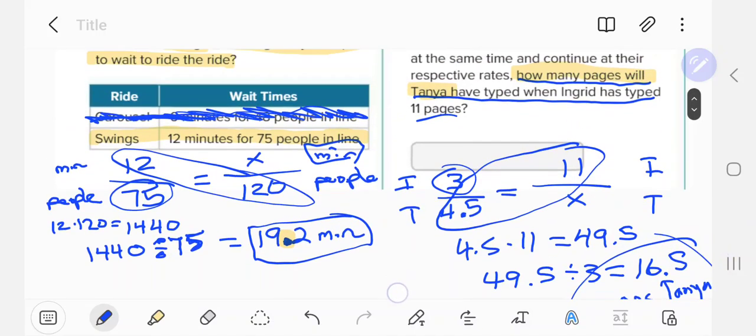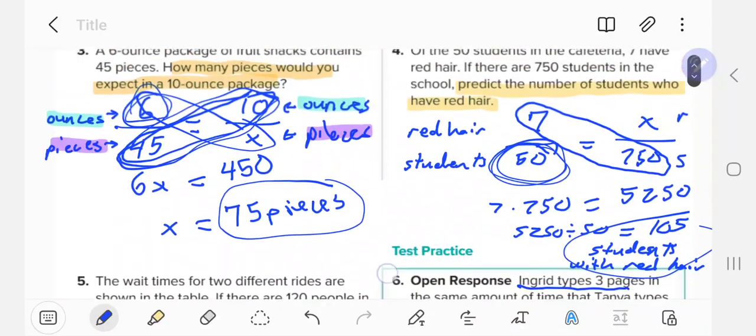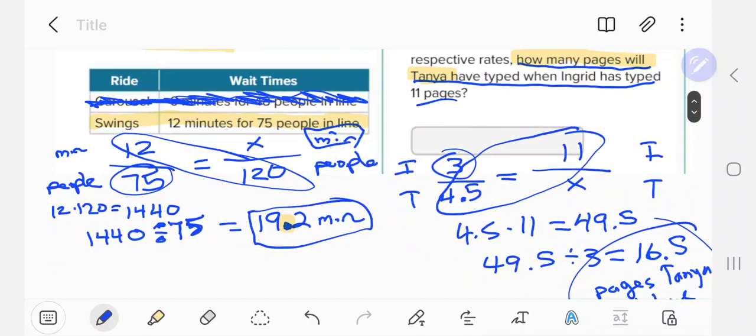We did it. We set up proportions to help us solve these proportional relationship problems. Great job. Hopefully you're getting the hang of it.